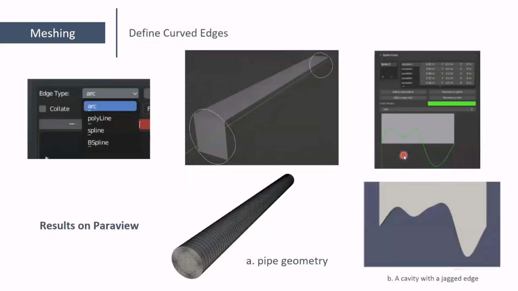So we also have some features for curved edges. The entire idea behind having curved edges was to make interpolation of these curved edges a little bit more intuitive. So you don't have to make mistakes, especially when you're working with a large number of interpolation points. So we have some example cases over here wherein we have a simple pipe geometry, wherein we utilize the arc type edge over here, and we were able to generate something similar to that over here on ParaView.